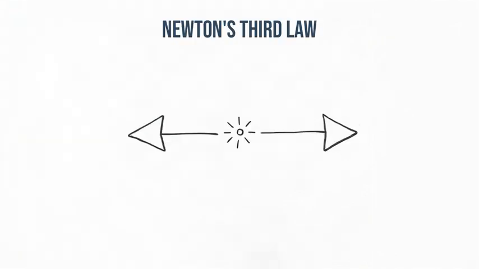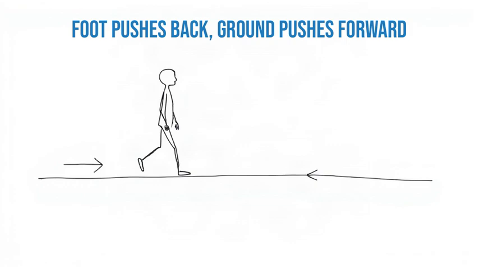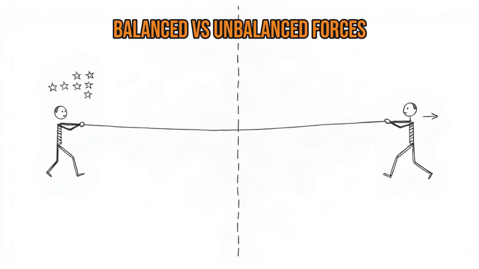Now for Newton's third law, which is all about pairs of forces. It states that every action has an equal and opposite reaction. When you walk, your foot pushes back on the ground, and the ground pushes you forward. A rocket works the same way, pushing gas downward so the gas pushes the rocket upward. When forces are balanced, nothing changes, but when they're unbalanced, motion changes.